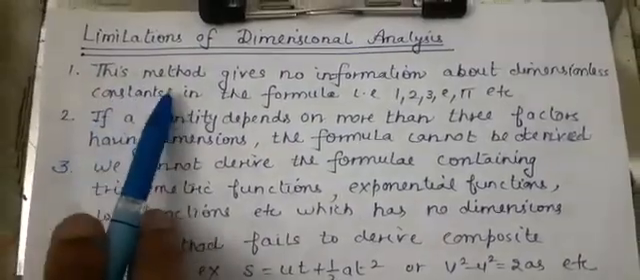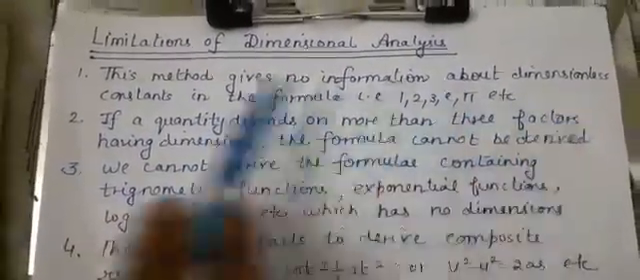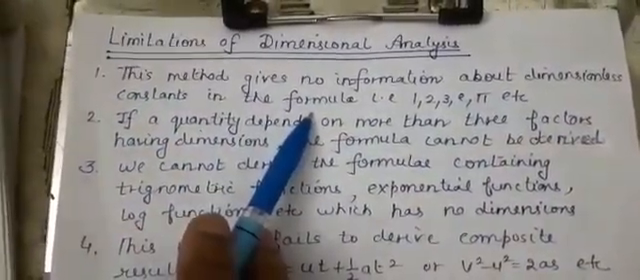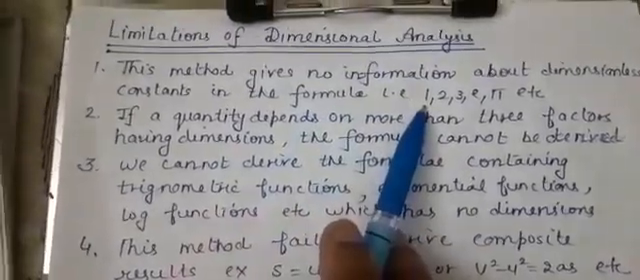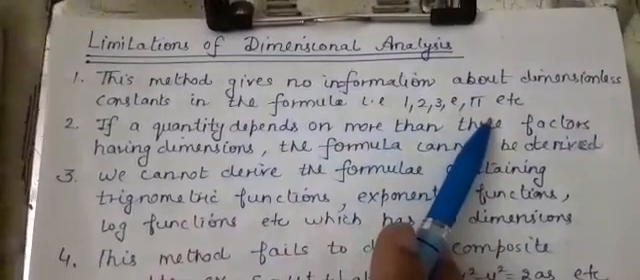First of all, this method gives no information about dimensionless constants used in the formula. What can be the dimensionless constant? It can be any constant numerical value: 1, 2, pi, e, any value used in the formula.